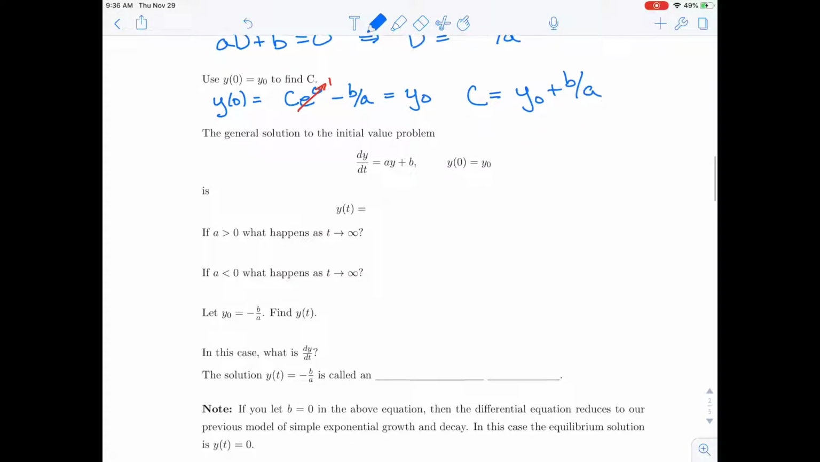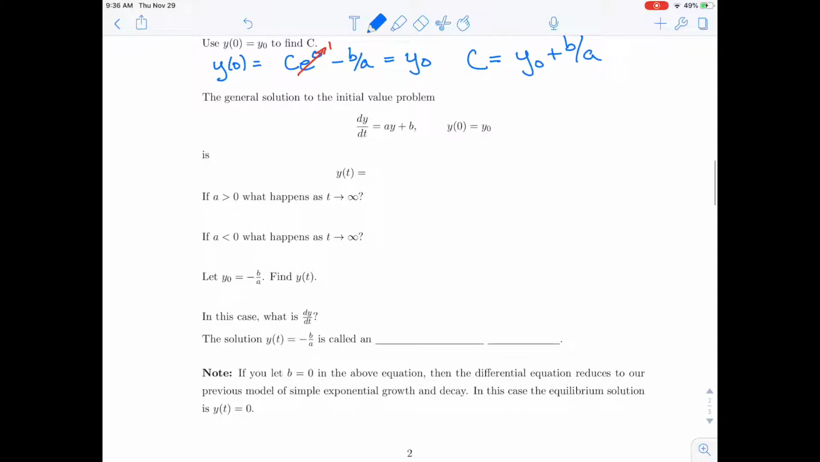And so the general solution to the initial value problem, dy dt equals ay plus b, and y of 0 equals y sub 0, is that y of t is equal to y0 plus b over a, e to the at, minus b over a. And you'll notice that the solution that we verified for the concentration of the drug problem at the beginning of this video does have that exact same form.